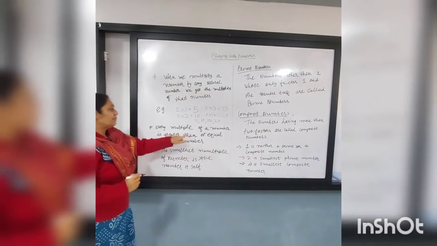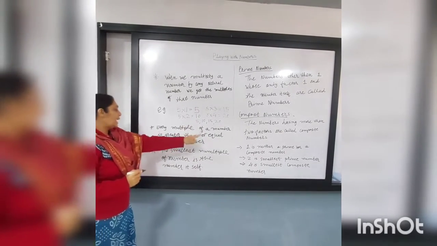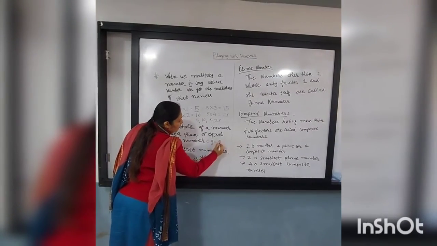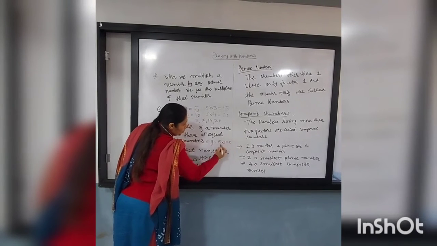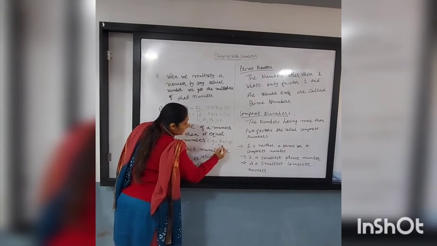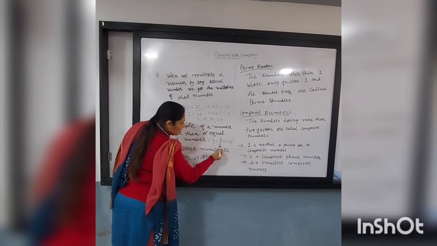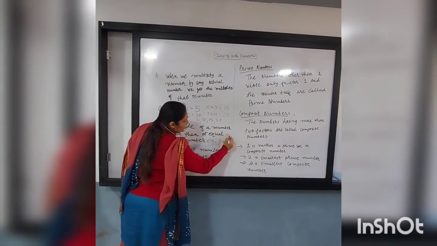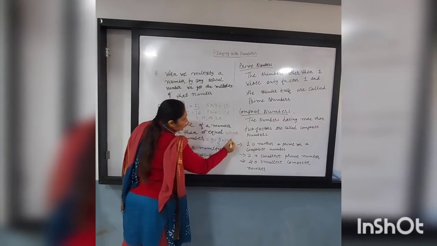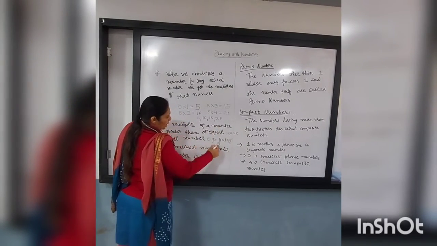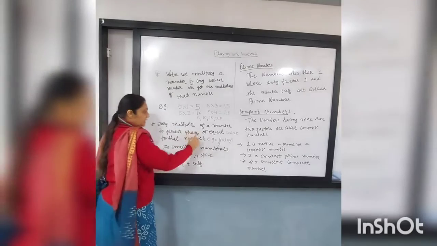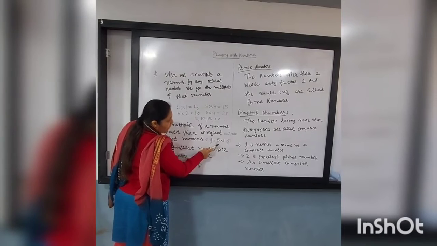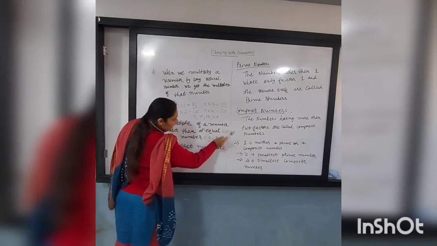Now, every multiple of a number is always greater than or equal to that number. For example, 5 ones are 5, so 5 is equal to 5. And suppose 5 twos are 10, so 10 is greater than 5. So the multiple is greater than or equal to that number. It means here 5 is equal to 5, or greater than 5, like 10.